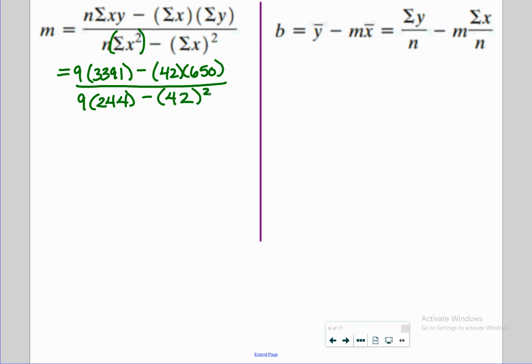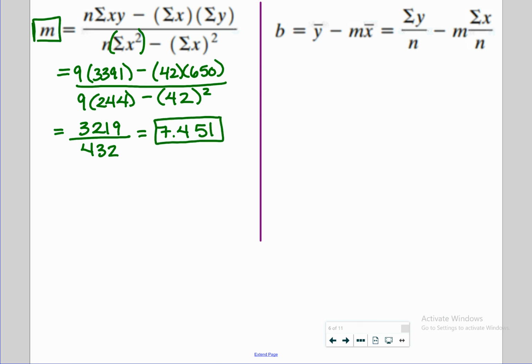So what you see in the denominator, that's what was under the square root just for the x variable in our correlation formula. All right, and then type the top in, type the bottom in, divide last. On top, I get 3,219. On the bottom, I get 432. That's an exact answer. We're going to round to 3 decimal places here. I get 7.451 is my slope. Okay.